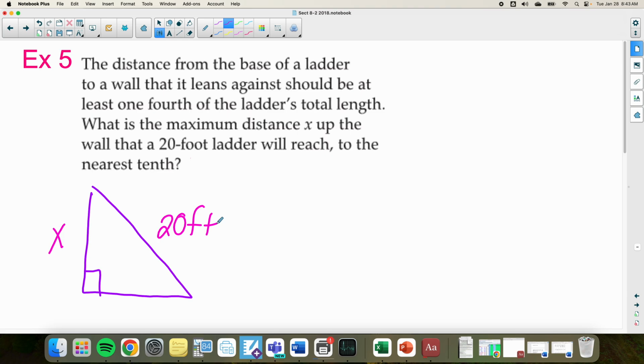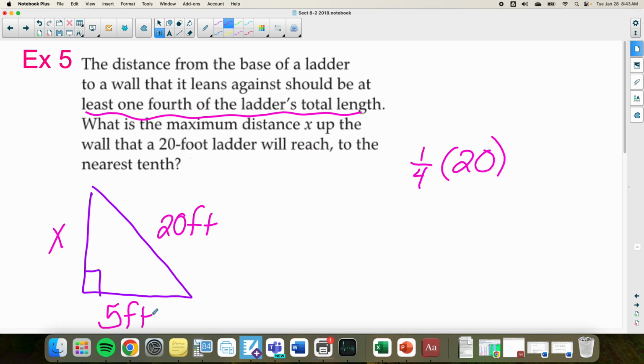Okay, so here's what we have to realize. This one's a little bit harder. Okay, the distance that the ladder goes on the wall is going to be at least 1/4 of the ladder's total length. Do you guys know what 1/4 of 20 is? 1/4 of 20 would be 5, right?